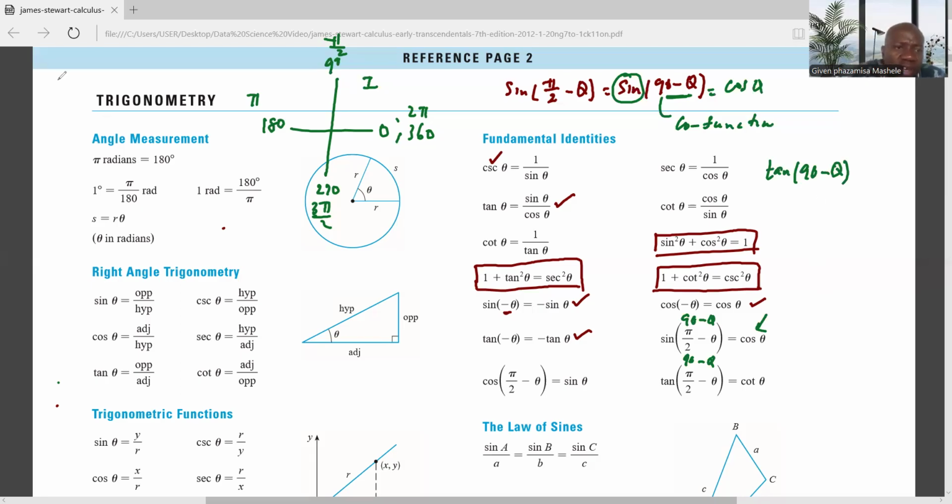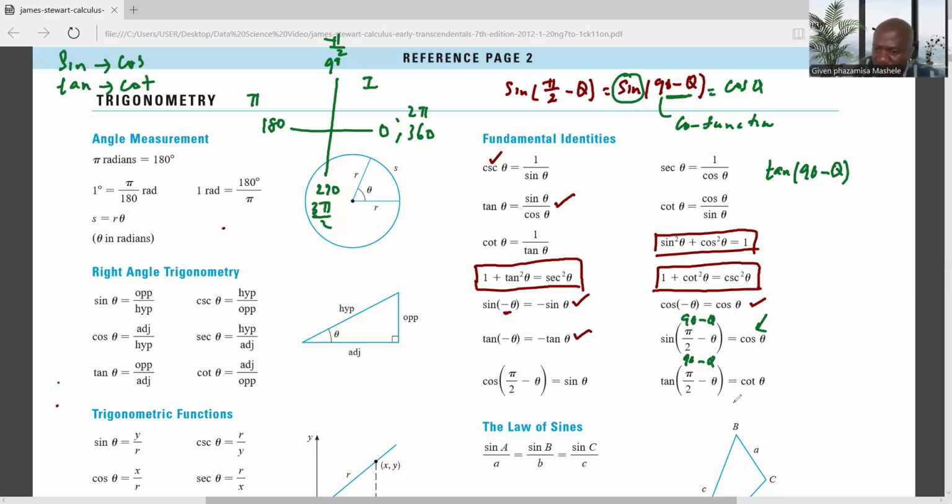We know the co-function of sine in grade 12 is cos. But now the co-function of tan becomes cot, and the co-function of cot becomes tan. So these are the things that you need to know when you are answering.